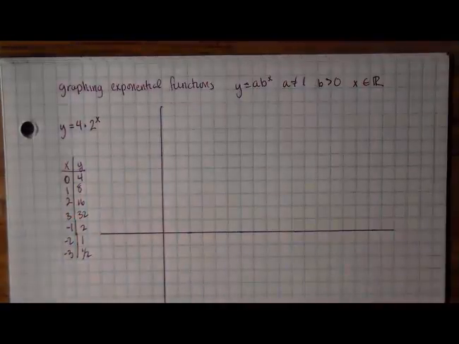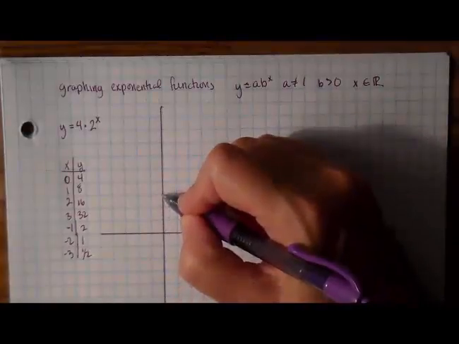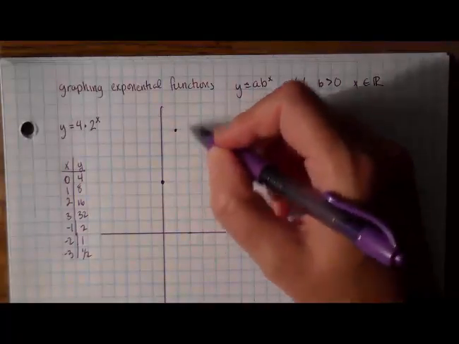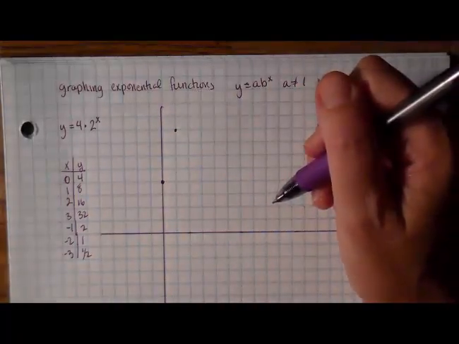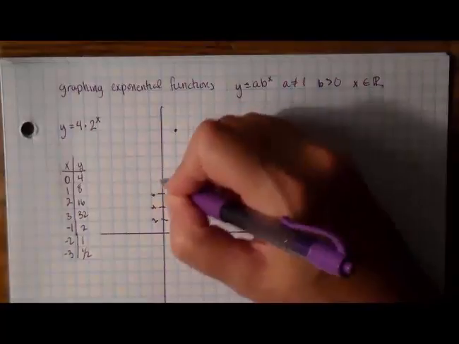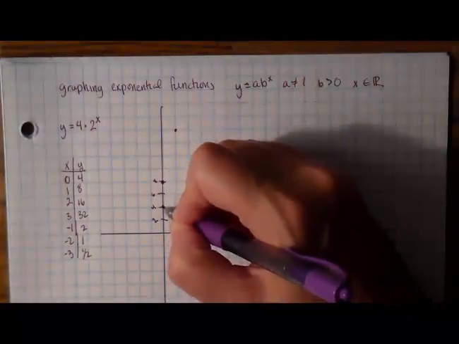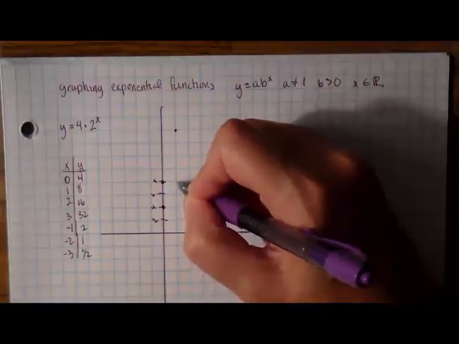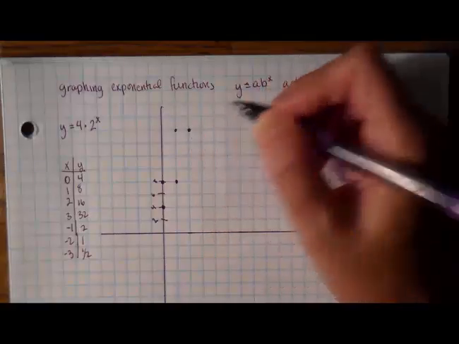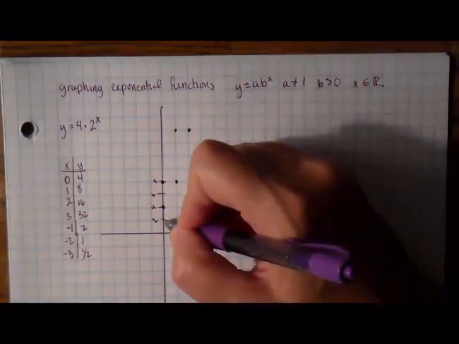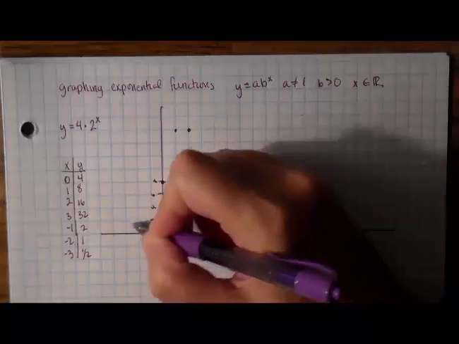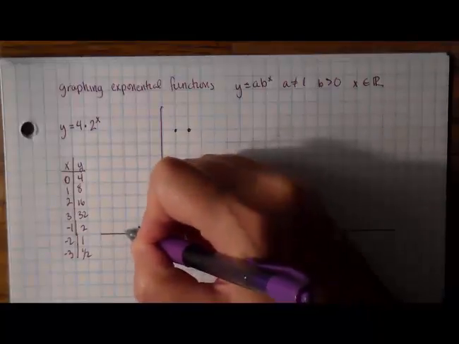Okay, so graphing this, I'm going to plot these points. I have (0, 4), (1, 8). As you can see, I didn't actually leave myself quite enough room, so I'm going to change my scale real quickly. Make this 2, 4, 6, 8, etc. So I'll have (0, 4), (1, 8), (2, 16), so 10, 12, 14, 16. And then I had (-1, 2), (-2, 1), (-3, 1/2).